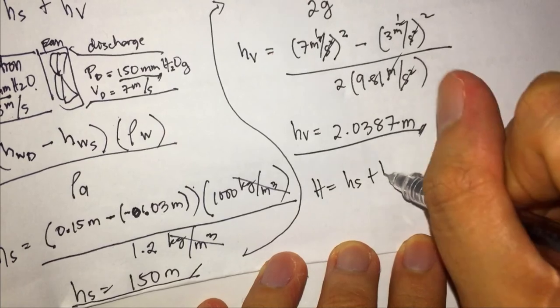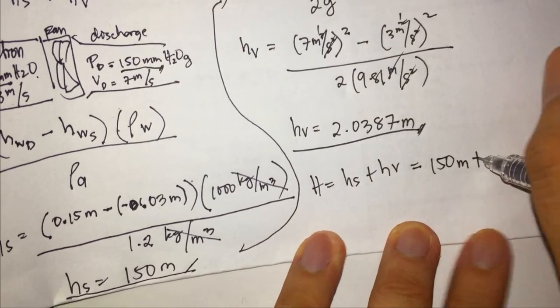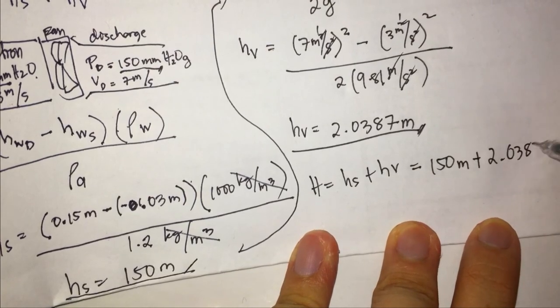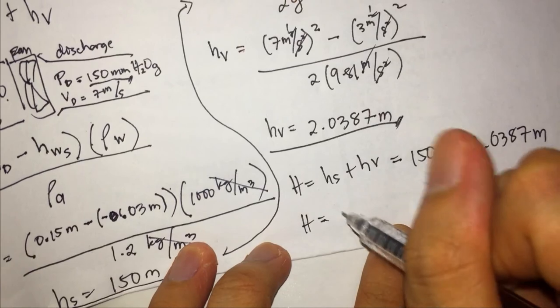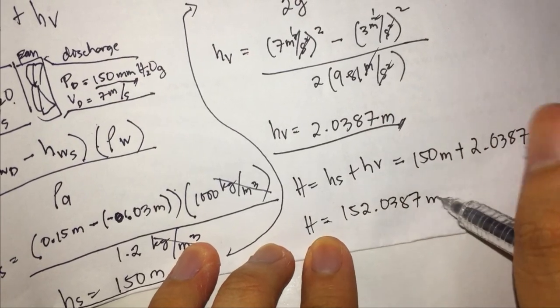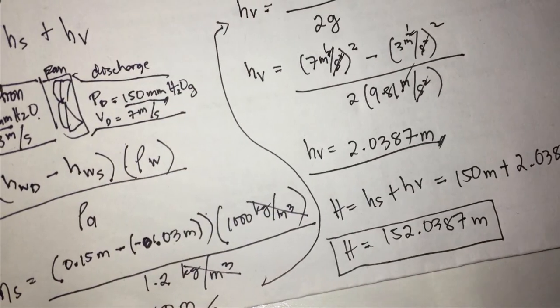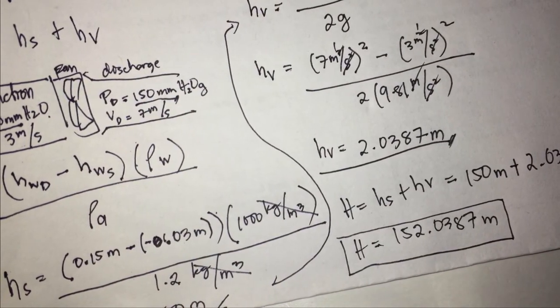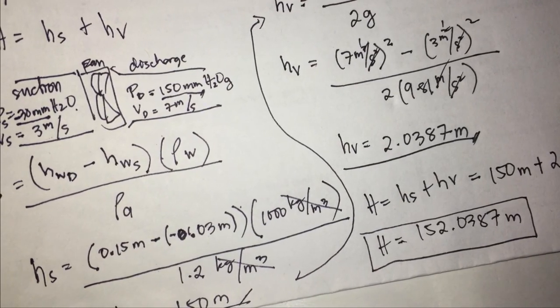Okay, so the total head is HS plus HV, which is equal to 150 meter plus 2.0387 meter. So, that is the total head: 152.0387 meter. Okay? So, yun lang naman yung hinahanap, the total head. So, any question, clarification, or maling ginawa, pwede namang i-comment dito. So, thank you.